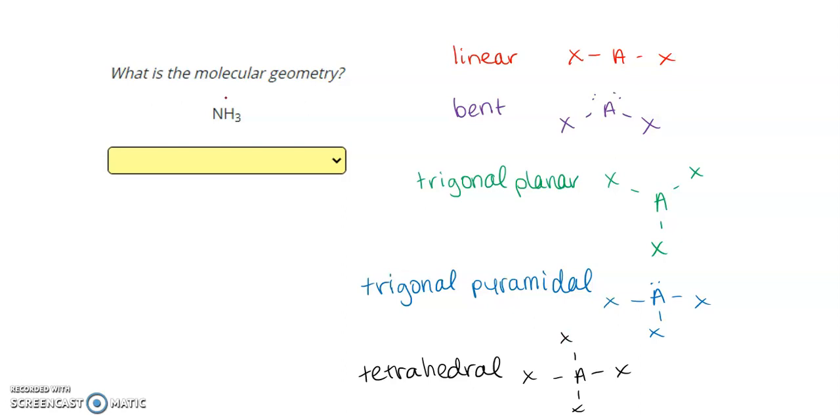Okay, well, what about NH3? Looking at it, it looks like we're going to have 3 things bonded to the central atom. So it's going to be trigonal planar or trigonal pyramidal. But which will it be? Oops, let's draw it out.